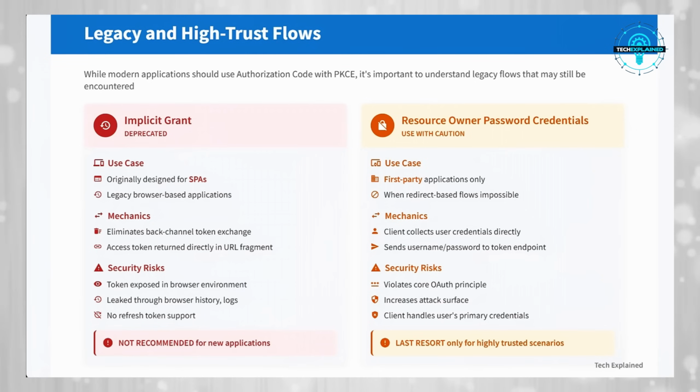Understanding these legacy flows is important, not so you can implement them, but so you can recognize them in existing systems and understand why they should be replaced with more secure alternatives. What happens if you encounter these flows in existing systems? It's important to prioritize migrating them to more secure alternatives as they represent significant security risks. Beyond these legacy flows, there are also specialized flows designed for specific use cases.